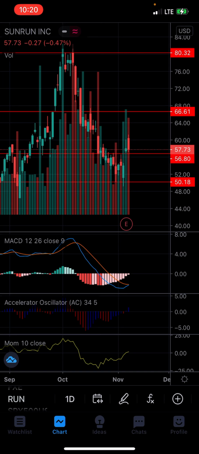But like I said, if I was going to take this play, I would definitely buy in right now. Probably take out my first TP at $66. The next one probably around $80.